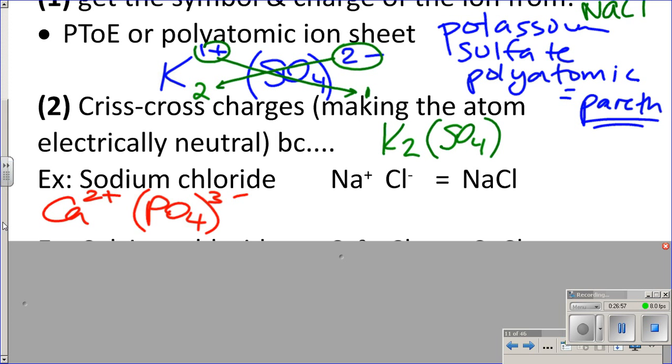Okay, so phosphate and calcium. How do they come together to make what formula? You can crisscross in your head. Ca, 3, because this 3 comes down here, okay. Parentheses.